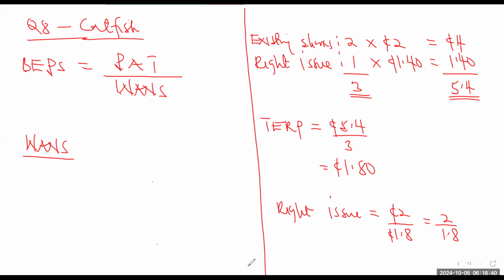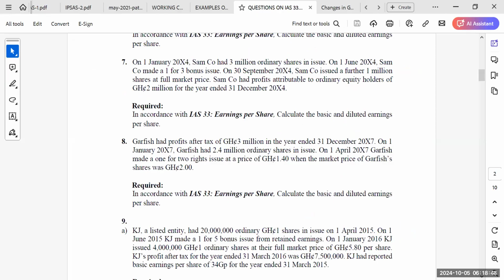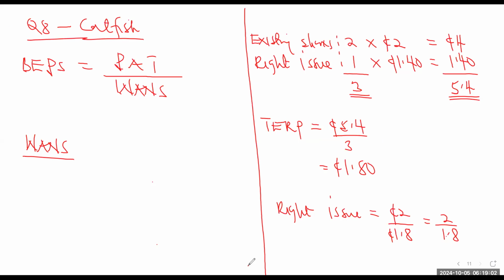So let me come to my existing shares at the beginning of the year. It's January, and they have 2.4 million shares. The rights issue was made on 1st April, so it means that the existing shares will be used for 3 months before the rights issue. So let's have January to March. We are going to be having 2.4 million multiplied by 2 over 1.8 multiplied by 3 over 12. Is that correct?